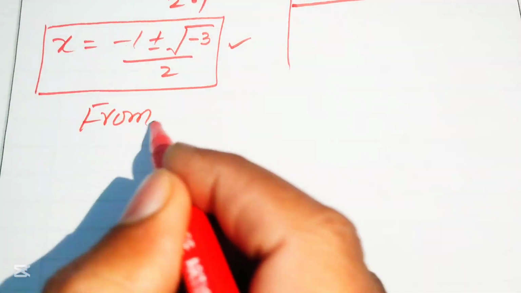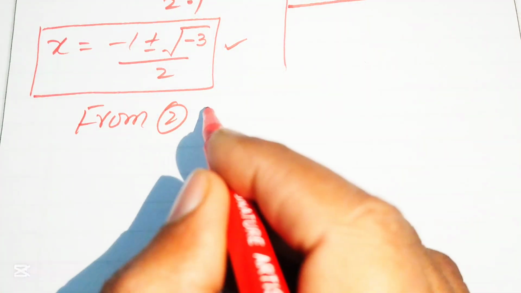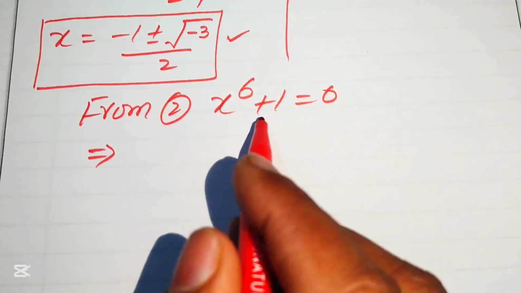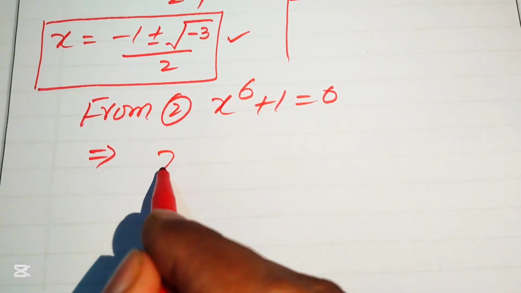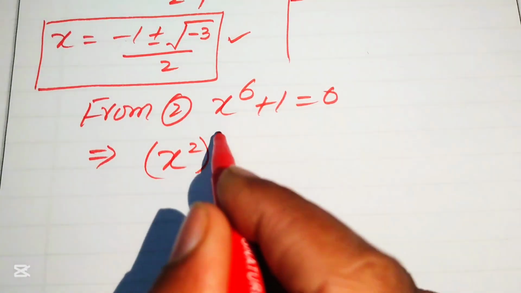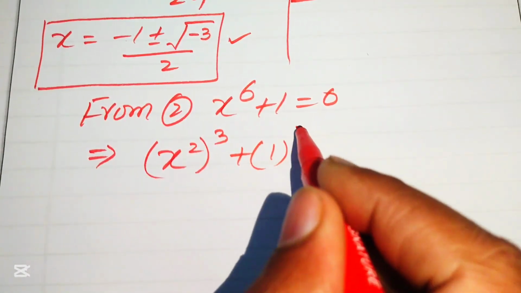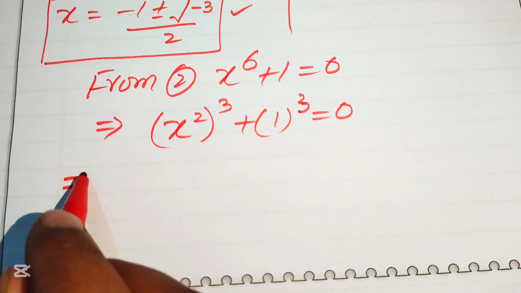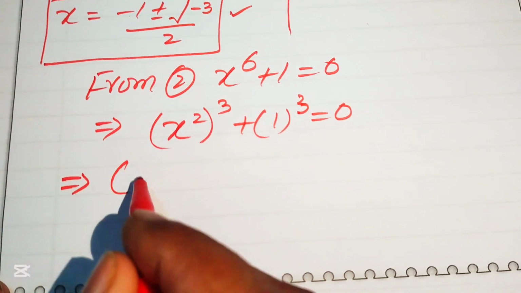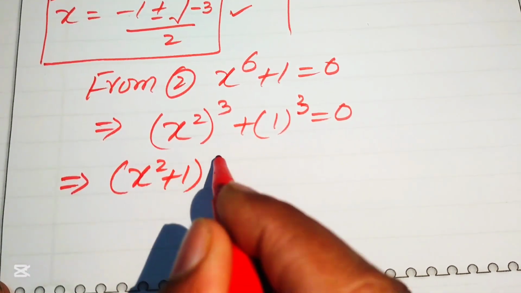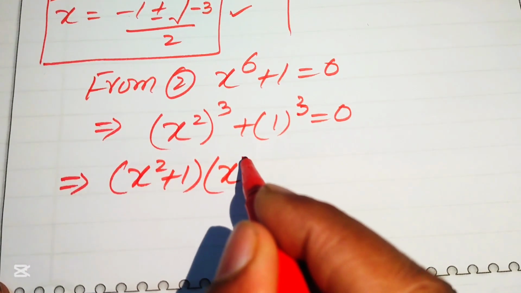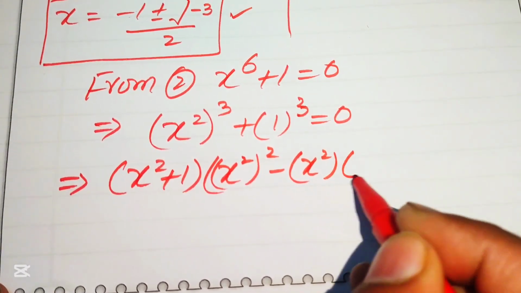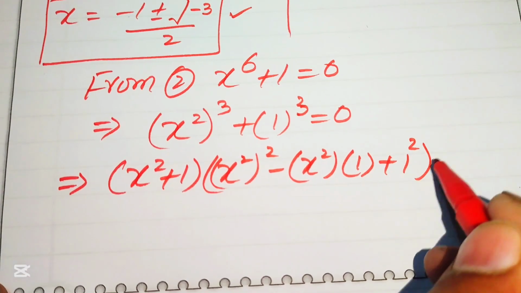From equation number 2, we first copy down the equation. It is x to the power of 6 plus 1 equals 0. Here we rewrite this equation as x squared, whole cubed, plus 1 cubed equals 0. Now we again apply the cubic formula, and it is written as x squared plus 1, into x squared whole squared, minus x squared into 1, plus 1 squared, equals 0.